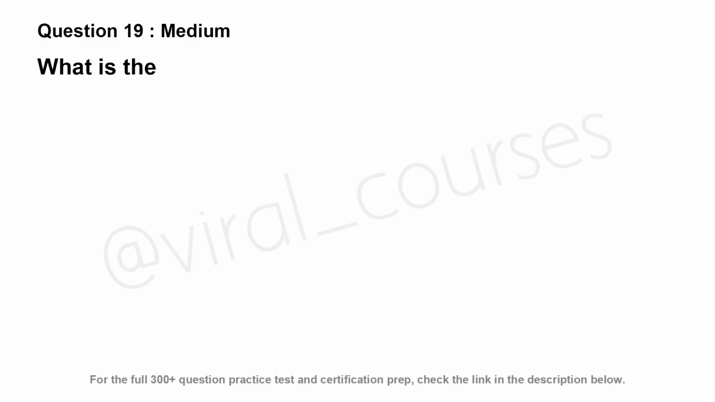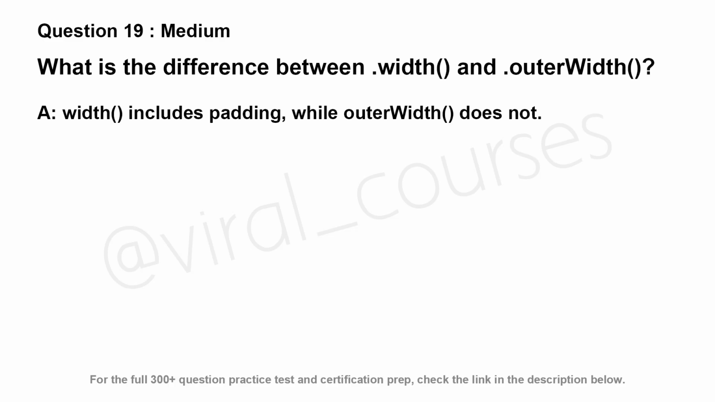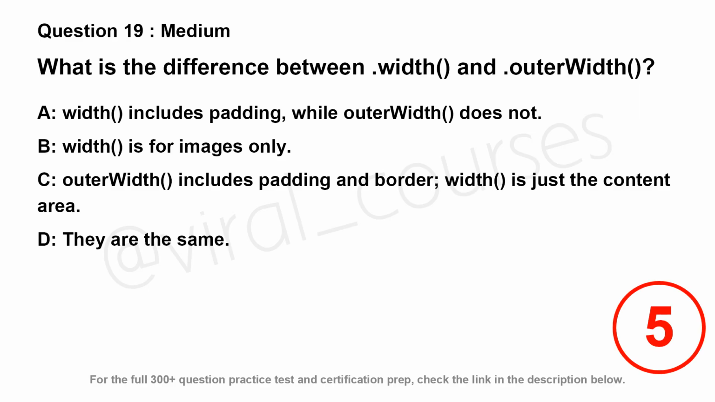What is the difference between width and outer width? Option A, width includes padding, while outer width does not. Option B, width is for images only. Option C, outer width includes padding and border. Width is just the content area. Option D, they are the same.